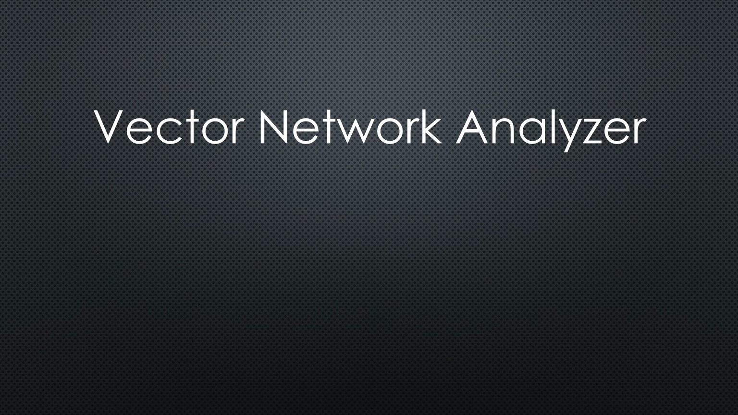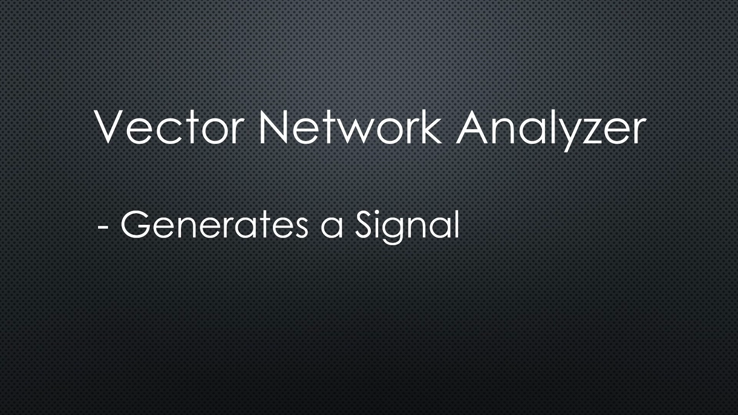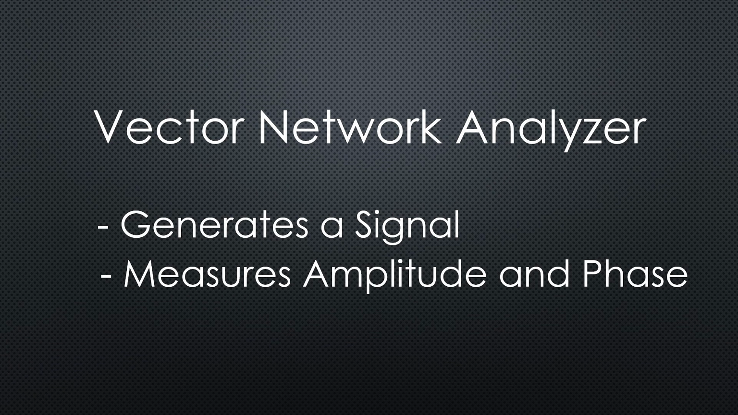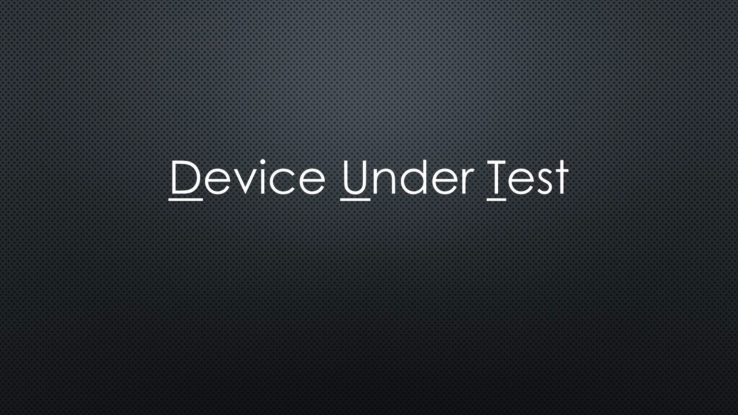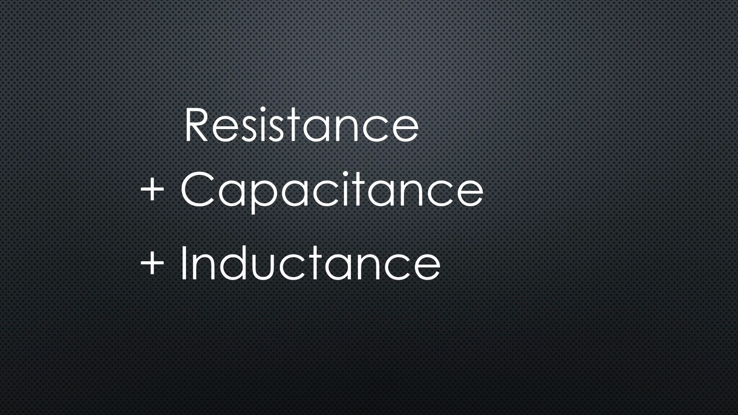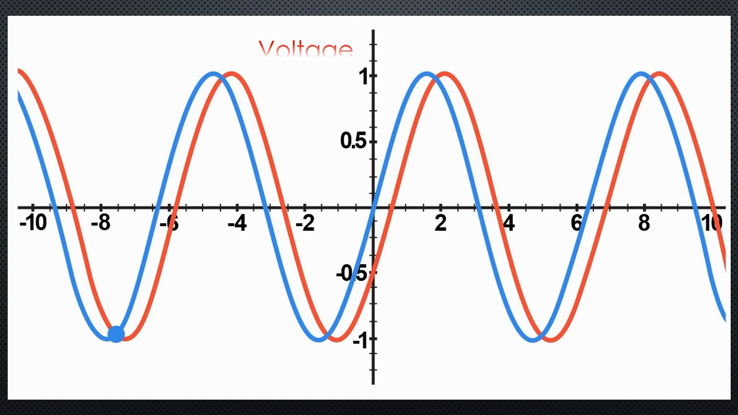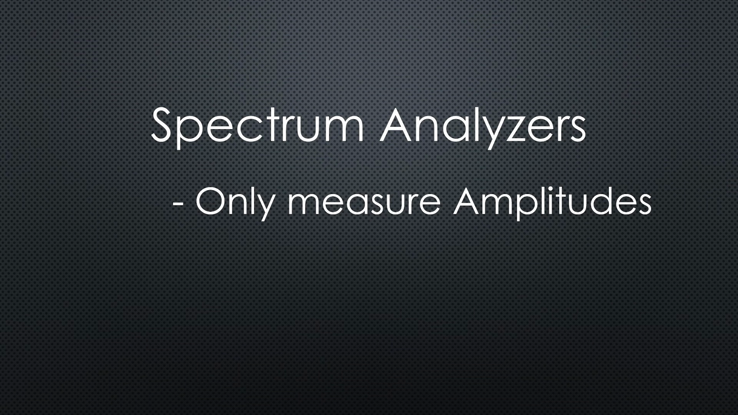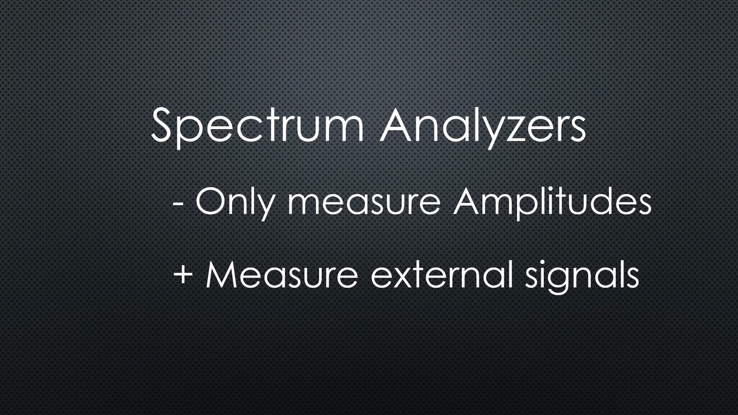First question, what is a VNA? It generates a signal and measures the amplitude and the phase of the signal coming from the device under test, or DUT. Simple. Other than the ohm meter, which only can measure resistance, it also can measure capacitance and inductance, because it also measures the phase between voltage and current. This is the main difference between a VNA and a spectrum analyzer with a tracking generator. Spectrum analyzers only measure amplitudes. But the spectrum analyzer can characterize external signals from transmitters.